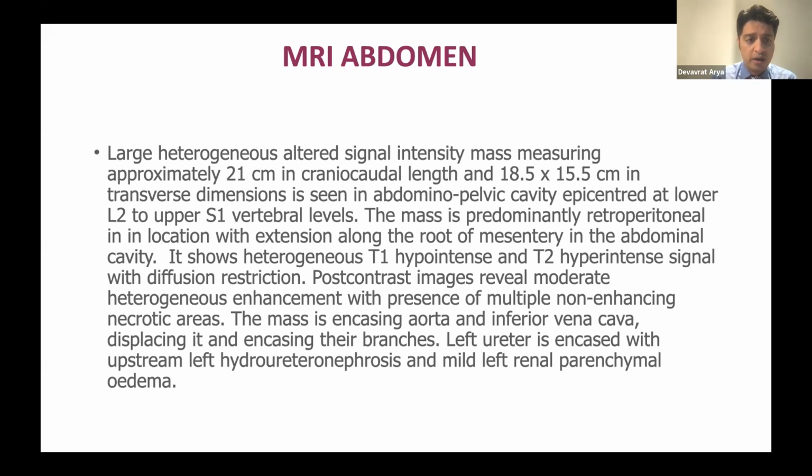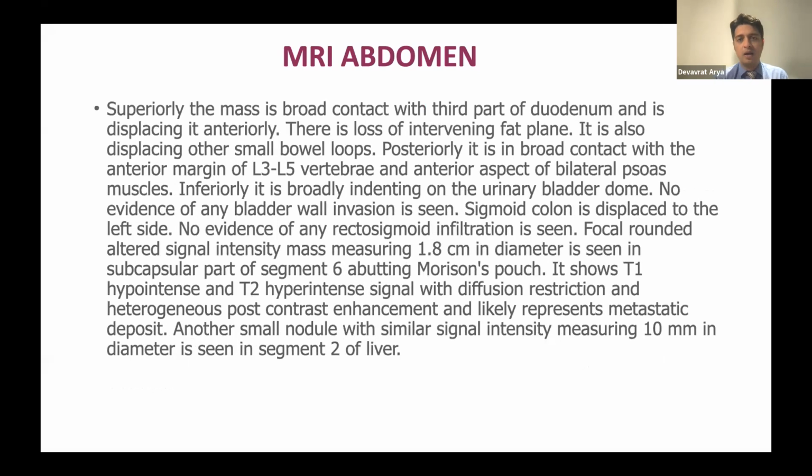Post-contrast images reveal moderate heterogeneous enhancement with multiple non-enhancing necrotic areas, encasing the aorta, inferior vena cava, displacing it and encasing the branches. Left ureter is encased. There's an upstream left hydroureteronephrosis. There's edema in the left renal parenchyma. It's in contact with the third part of the duodenum. There's a loss of intervening fat plane, displacing small bowel loops.